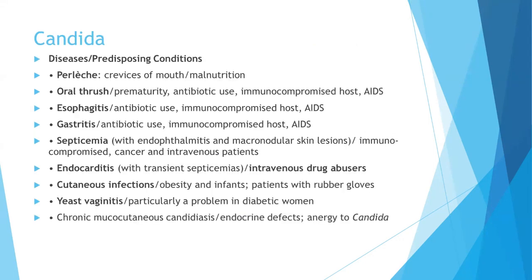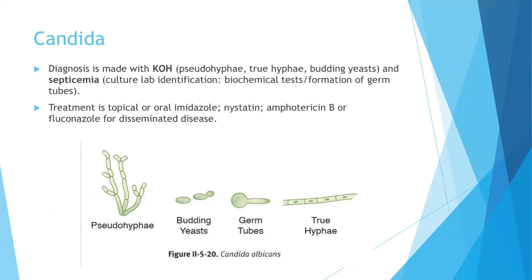Candida diseases or predisposing conditions include diabetes, malnutrition, oral thrush, prematurity, antibiotic use, and immunocompromise as in AIDS. Esophagitis, gastritis, septicemia, endocarditis, cutaneous infections, and yeast vaginitis can be there. Diagnosis is made with a KOH mount, and treatment is topical oral imidazole or nystatin, and amphotericin B.